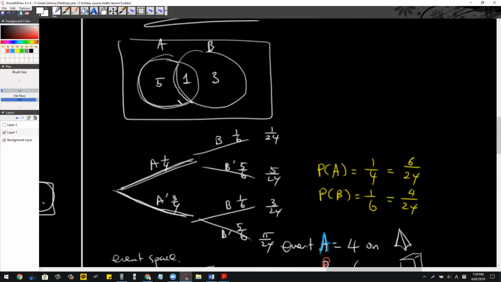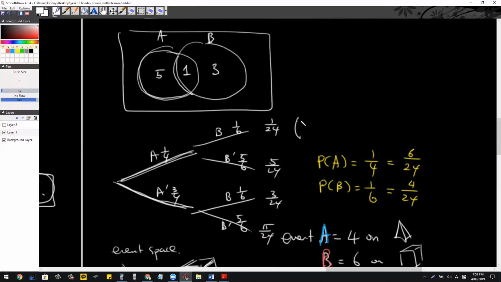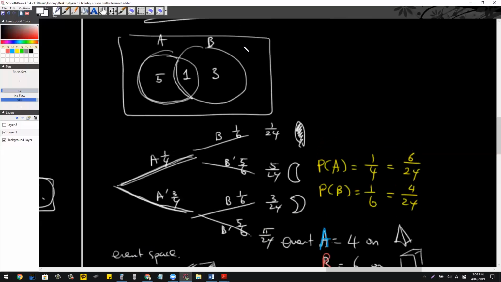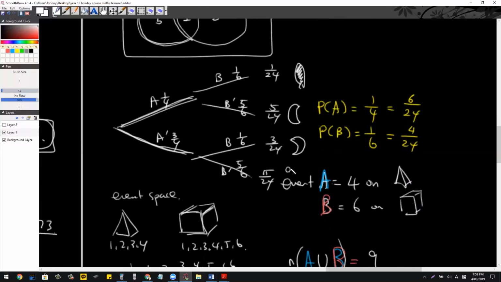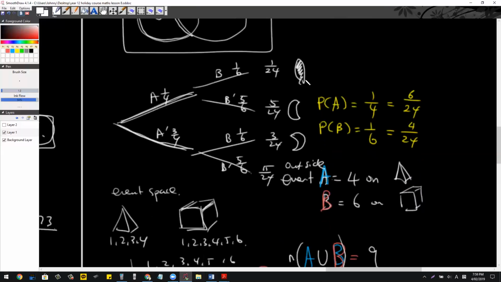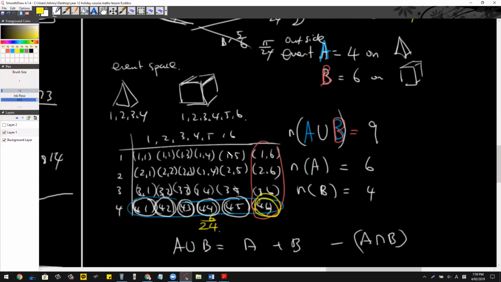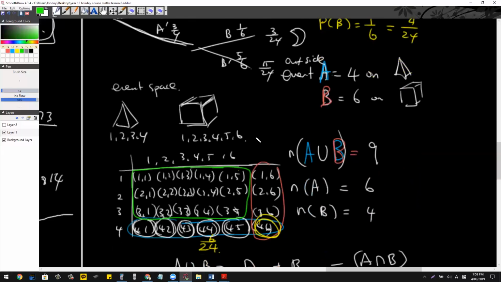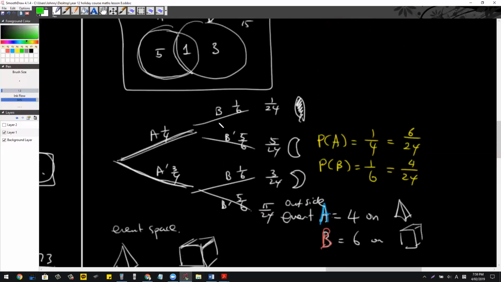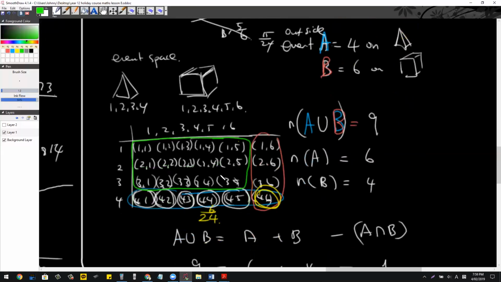So this bit here is this middle area, and this bit here is this area here. So that's A, but not B. This area is not A, but B, like this. And this area is 15 out of 24. That's the rest, the outside of those circles. So all of this, that's 15 of them. So that's the relationship between the tree diagram, Venn diagram, and event space. So I hope that's all clear.